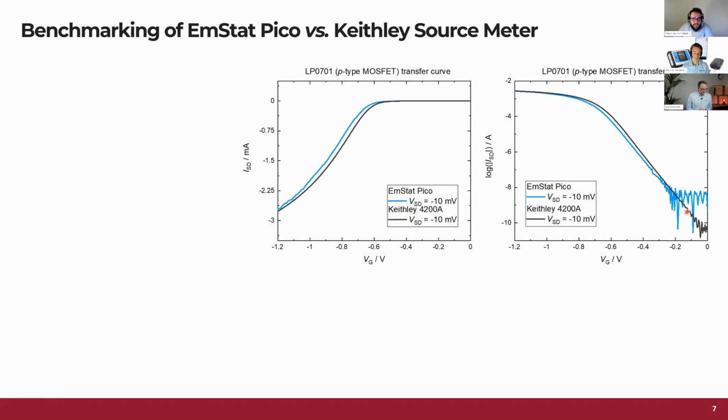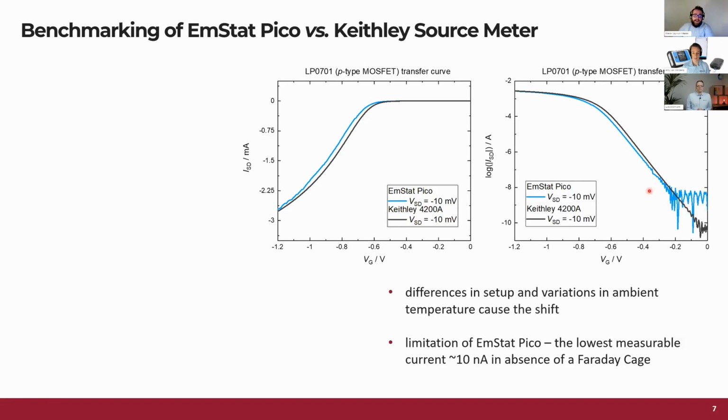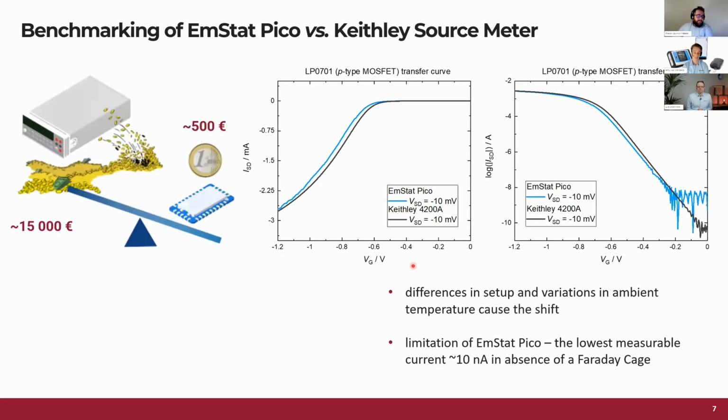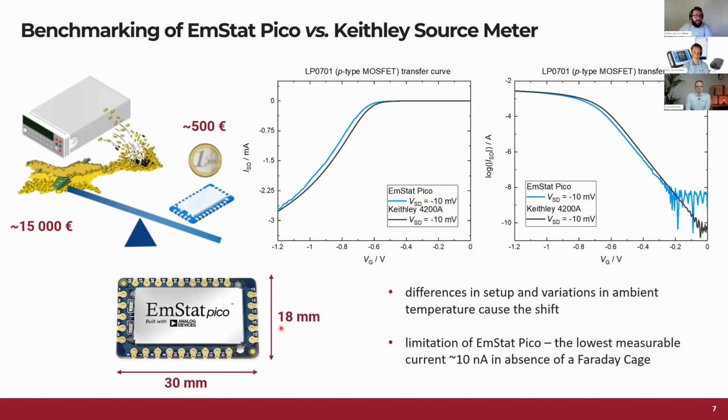You also see here that the EmStat Pico is a little bit limited to about 10 nanoamps as the lowest current, and this is already in the absence of a Faraday cage. So imagine that with a proper Faraday cage, it could be even better. But also keep in mind that those two measurements were done with two different pieces of equipment. One, this Keithley source meter, costs about 15,000 euros, whereas this EmStat Pico module, which is about 30 millimeters by 18 millimeters, costs about 500 euros. So for a fraction of the price, you get maybe not perfectly the same, but still a feasible and doable characteristic measured with this instrument.